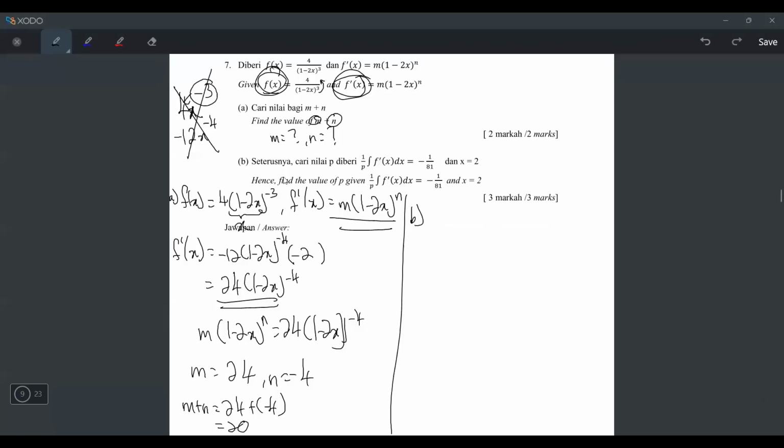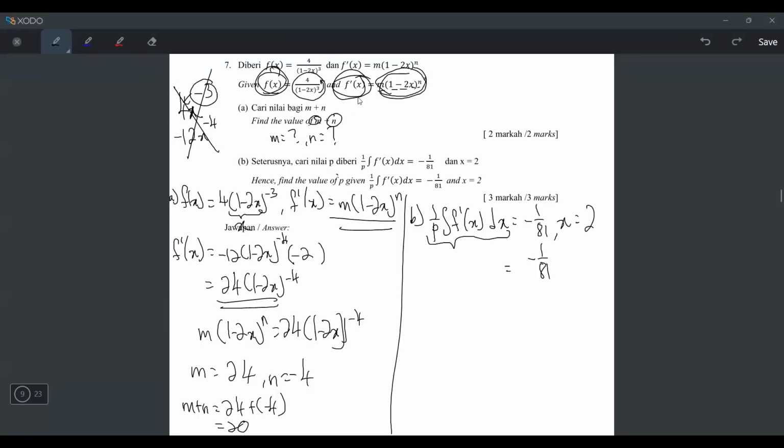Let's go to B. Find the value of P given by 1 over P integrate f prime x dx equals to -1 over 81, x equals to 2. Okay, I will leave the -1 over 81 here. There's nothing I can do here. But on the left hand side, we can do something. Do you remember they say fx is this, and then f prime x is this? And I already tell you, f prime x means differentiate. It means if I differentiate the 4 over 1 minus 2x power 3, I will end up with m(1 minus 2x) power n, right?